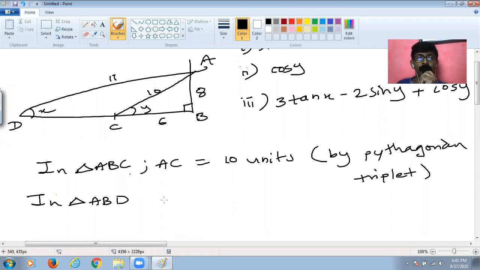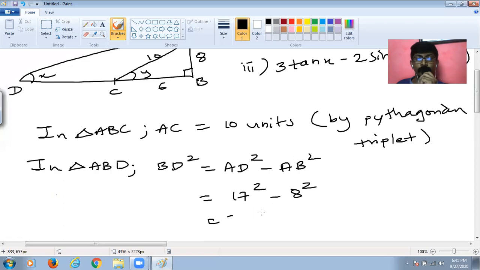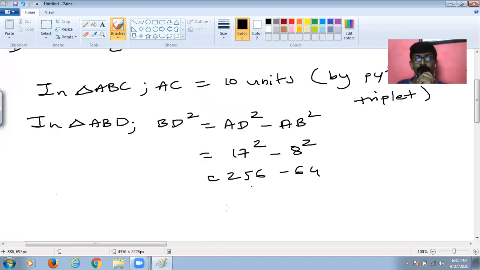So how are we going to calculate BD? We're going to write it down. BD squared is equal to, basically this is one side and this is the hypotenuse, isn't it? So it will become AD squared minus AB squared. So AD squared is 17 squared minus 8 squared. 17 squared is 289.